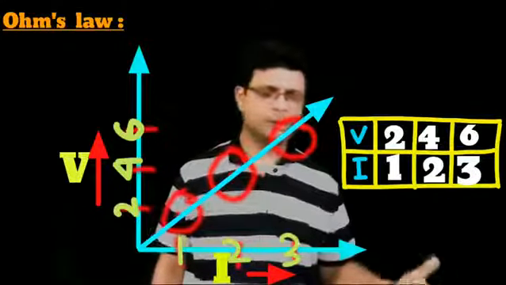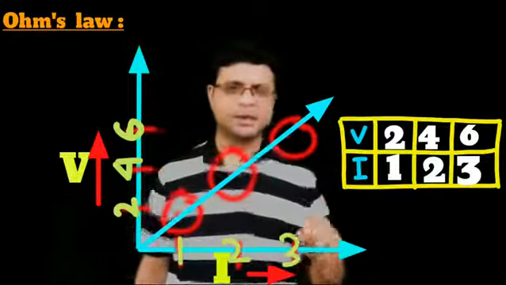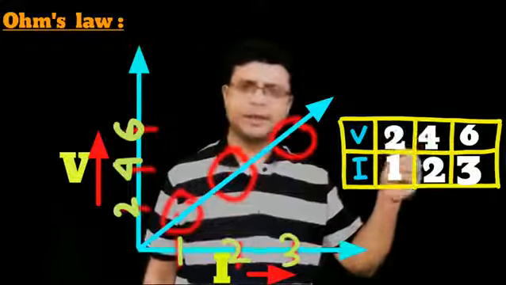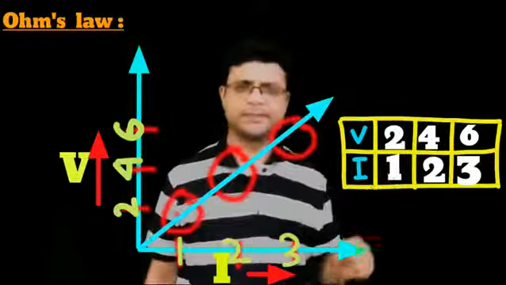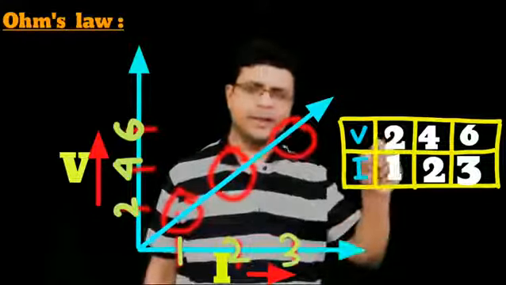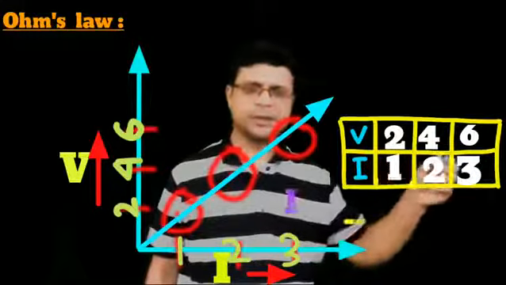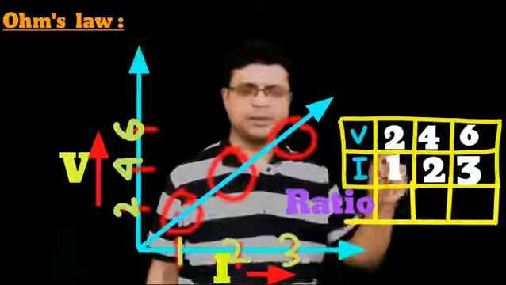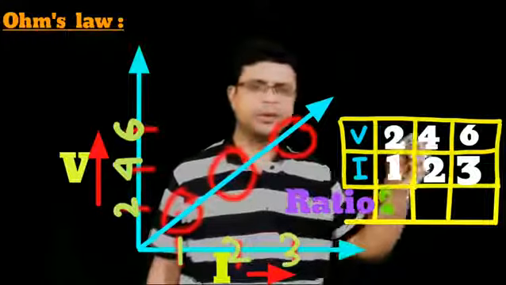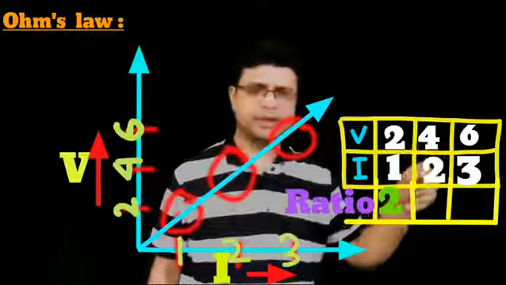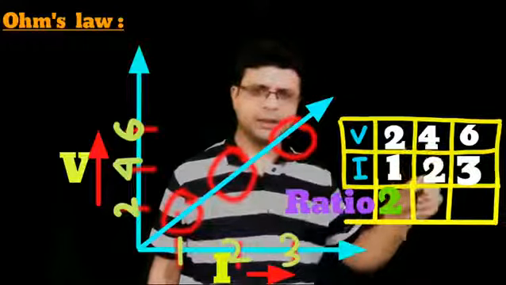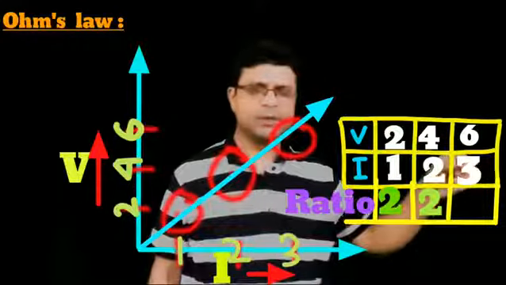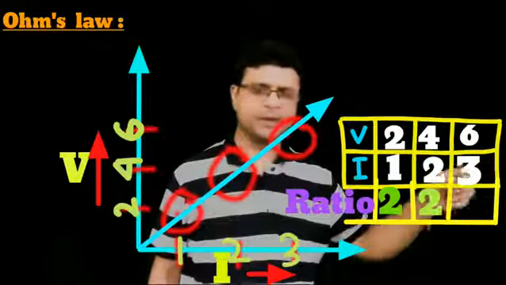Again, we do one more thing. Let us take the ratio. In each case of this table, let us take V by I. What do we observe? In each case, V by I is constant. When V is 2 volt and current is 1 ampere, the ratio is 2 by 1, that is 2. When V is 4 volt, current is 2 ampere, the ratio is 2. In the next case, when V is 6 volt, current is 3 ampere, the ratio is still 2.